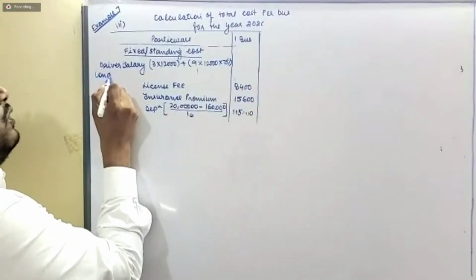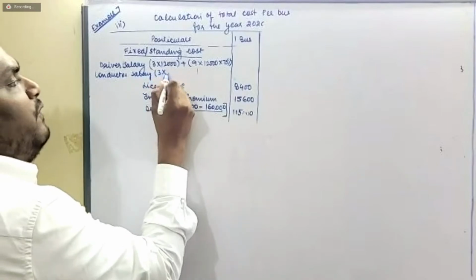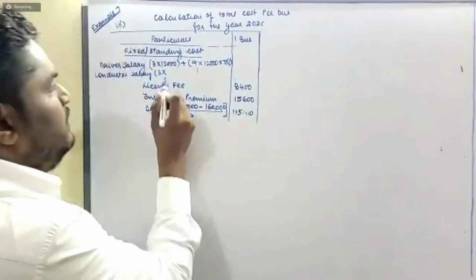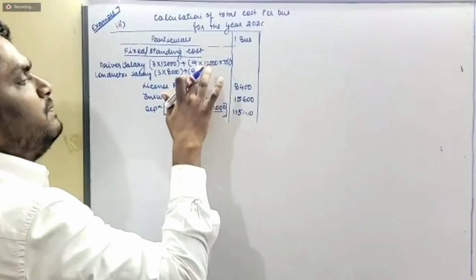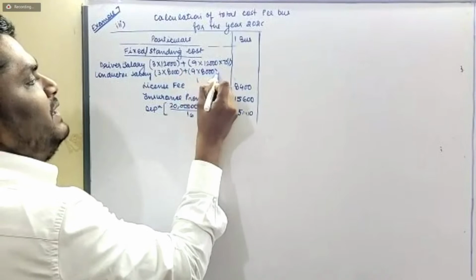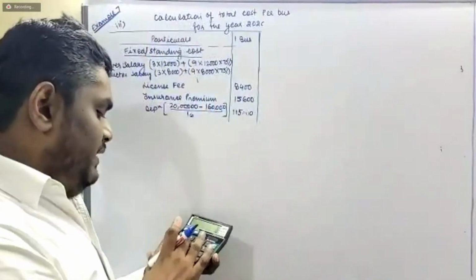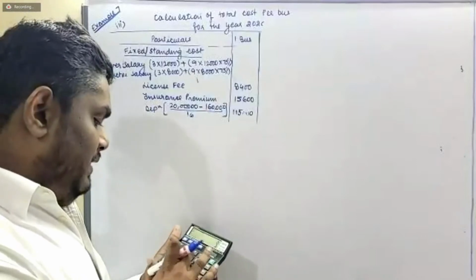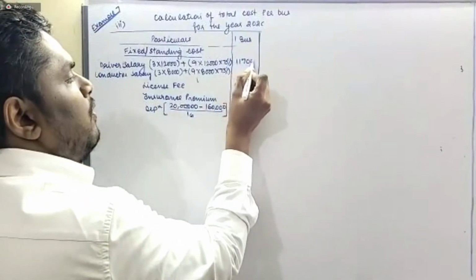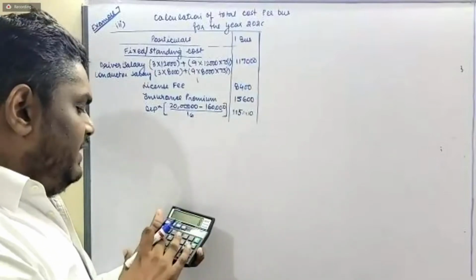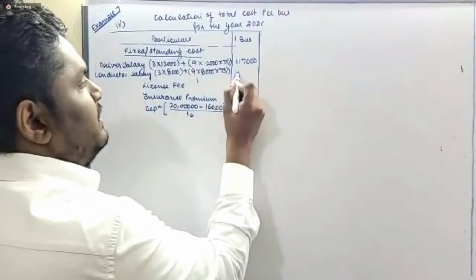Similarly, for the conductor's salary also, for 3 months, they were paid in full. The salary is how much? 8,000 per month. And for the remaining 9 months, they were paid only 75% of their salary. So this is how the salary will be calculated. That is 3 into 12,000, plus 9 into 12,000 into 75%. So this will be 1,17,000. Similarly, for the conductor, 3 into 8,000, plus 9 into 8,000 into 75%, this will be 78,000.